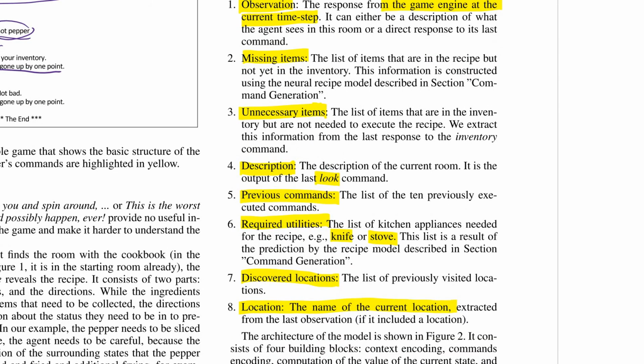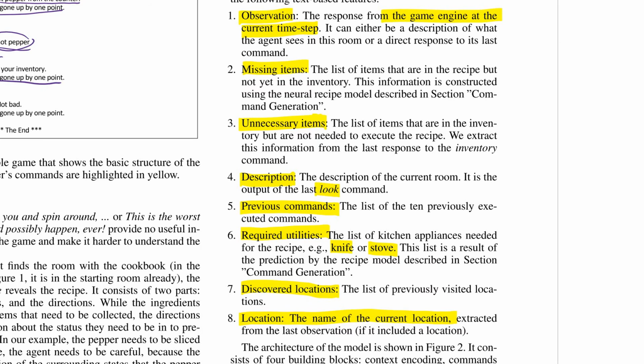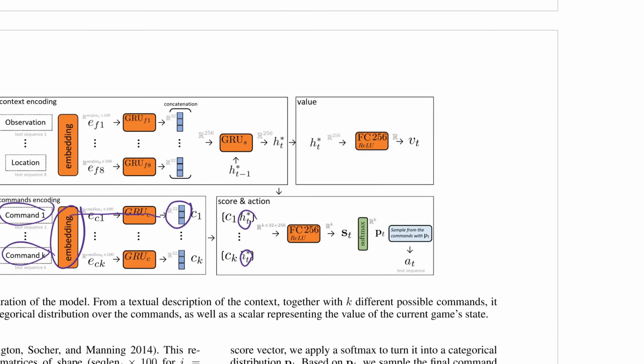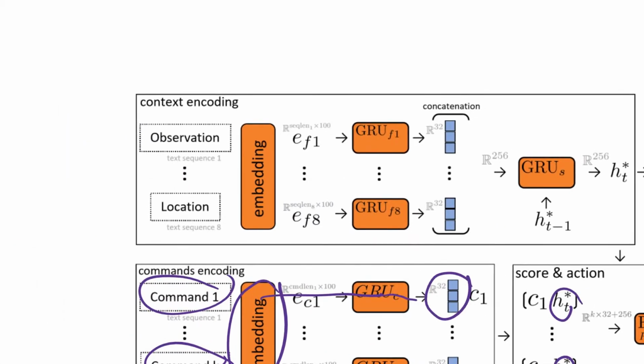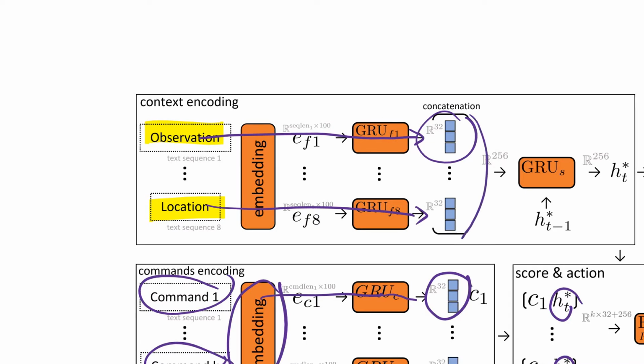These 8 things are just strings of text. Each one of them, from observation to location, is embedded and fed into an RNN. So for each of these 8 things, you'll obtain a 32-dimensional vector. And these are all concatenated to make up one big 256-dimensional vector.